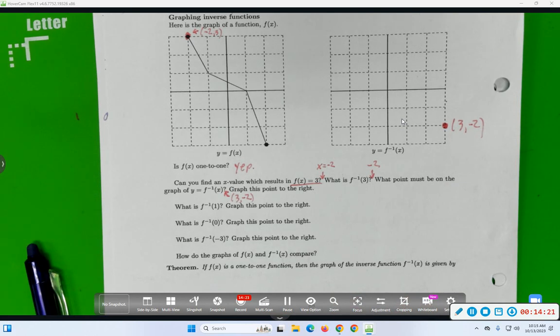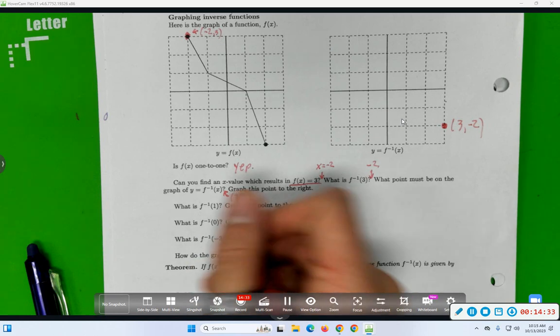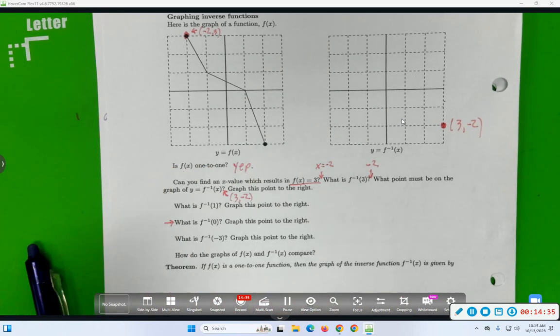Think we can play that with some other points? Yeah, maybe we'll talk through one more together, then I'll split you all off to discuss some other ones. So maybe I'll talk about 0. You will talk about 1. You will talk about negative 3.